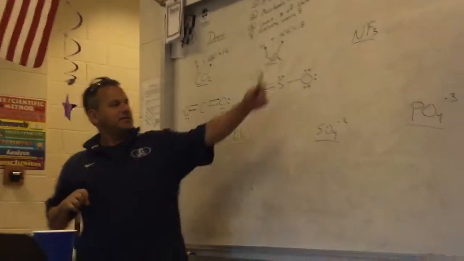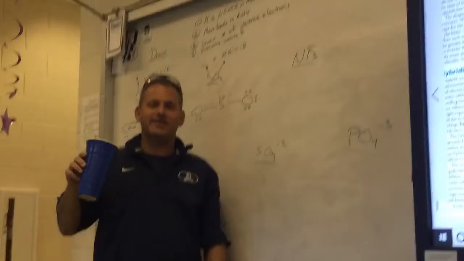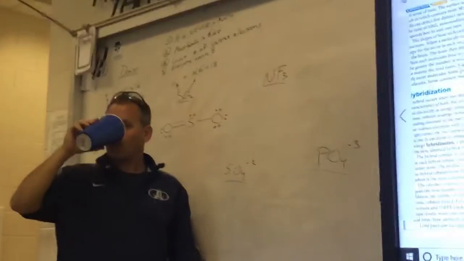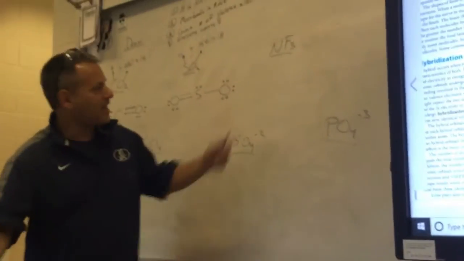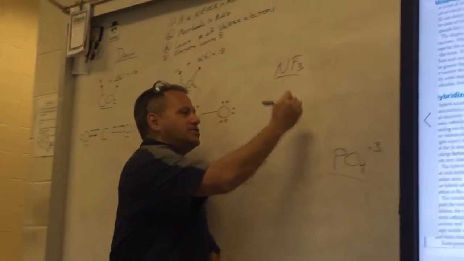Alright, next. NF3. Can you see okay? Yes? You can? Is it wiggle wobbly? NF3. Which one goes in the middle? Nitrogen goes in the middle.